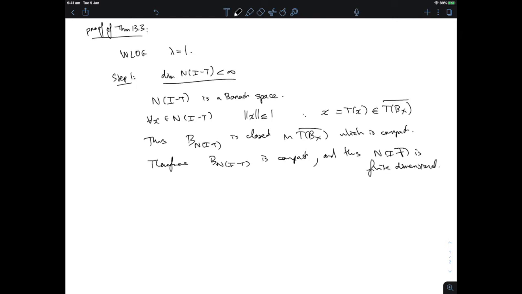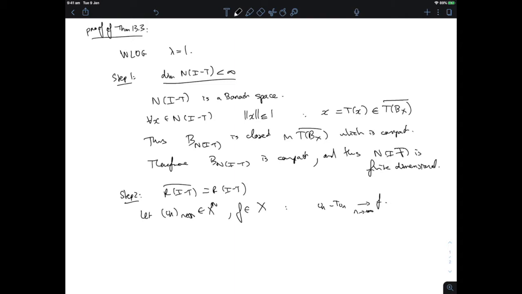Okay, so we've proven that the null space has finite dimension. Our next step is to show that the range is closed. To do that, we pick a sequence u_n in X and an element, let's call it f, in X, and we assume that u_n minus T u_n tends to f. And now we have to show that f is in the range. So to do that, we're going to do the following.